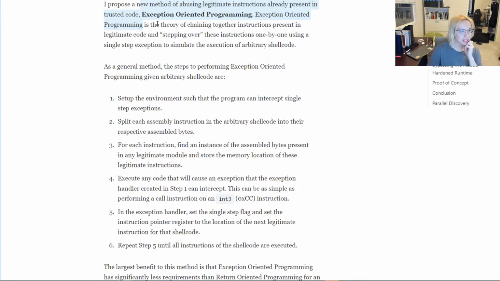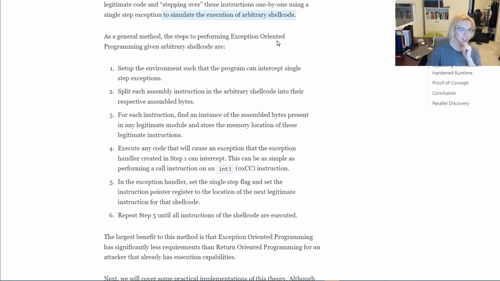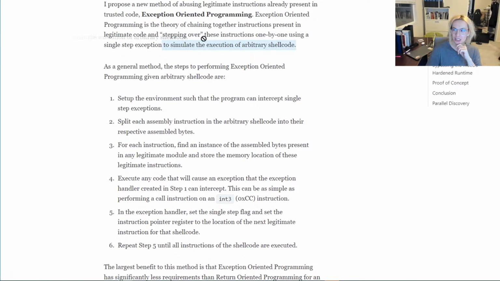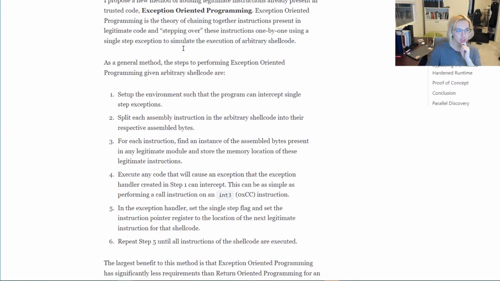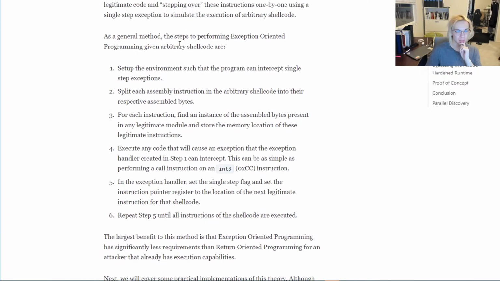Exception-oriented programming is the theory of chaining together instructions present in legitimate code and stepping over these instructions one by one using single-step execution to simulate execution of arbitrary shellcode. So this is basically the equivalent of running a goto, but with a binary to do so. Interesting.